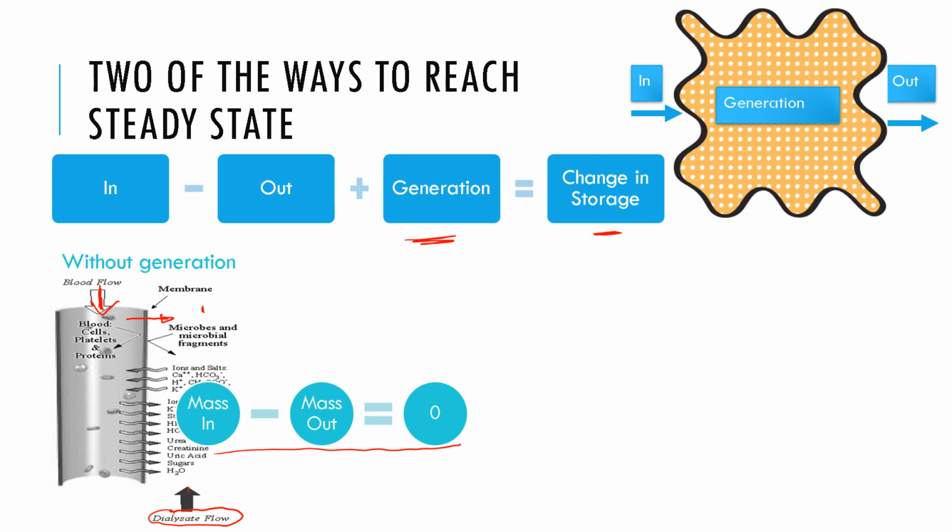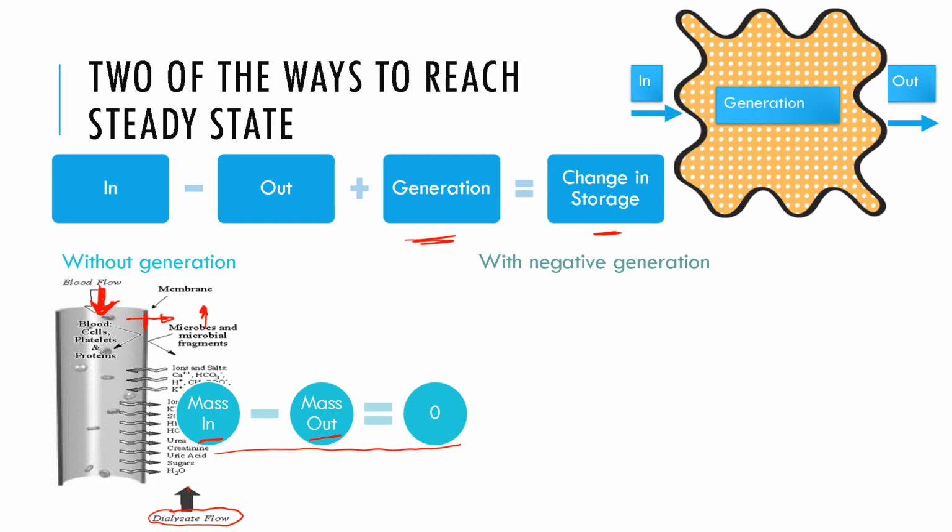So urea will transport this way, but this can reach steady state. This transport through this membrane can reach steady state as we have a source, or we have urea coming in and then urea going out. So in and out balance, and then we can get a steady state.